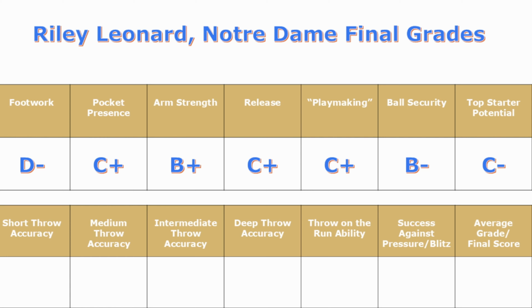Finally, for his top star potential, due to having a great ceiling but lacking the consistency to believe he can reliably reach that ceiling, Leonard earned just a C-. So with so much talk about how inconsistent he is and how rough his accuracy is, let's finally take a look at his chart and see how bad it really got.